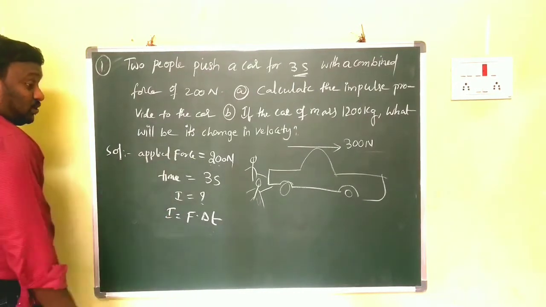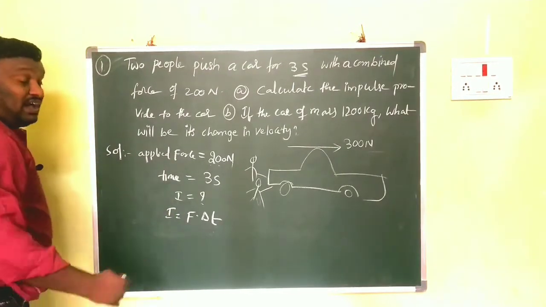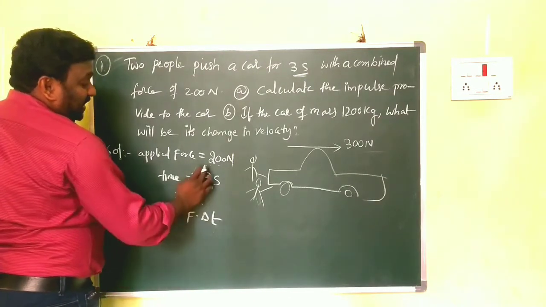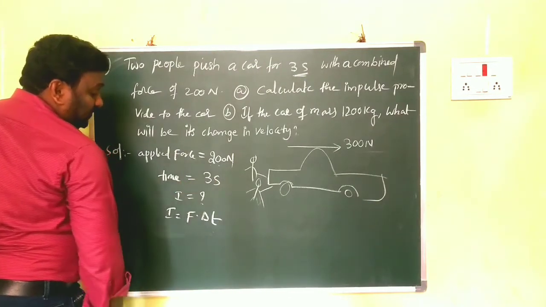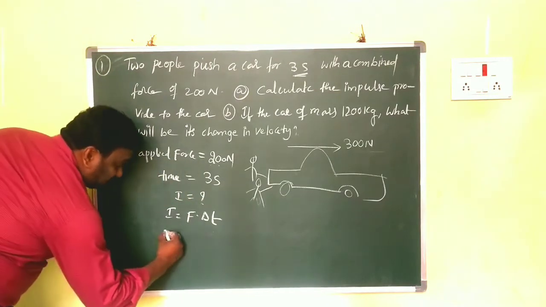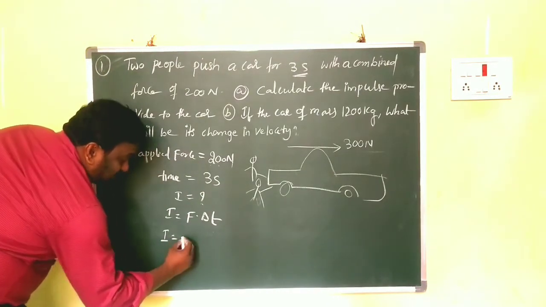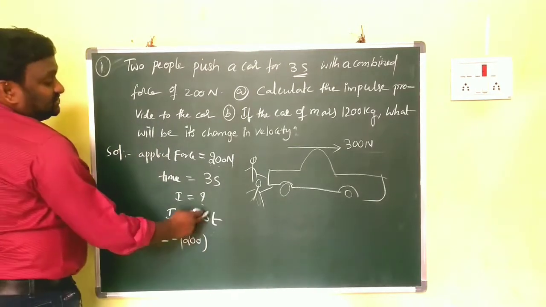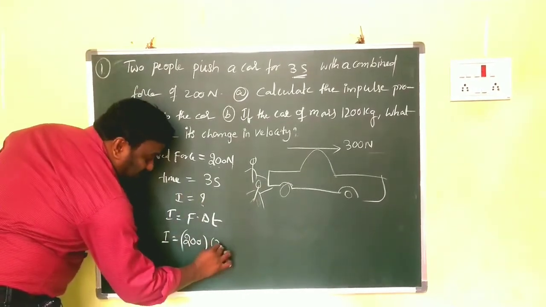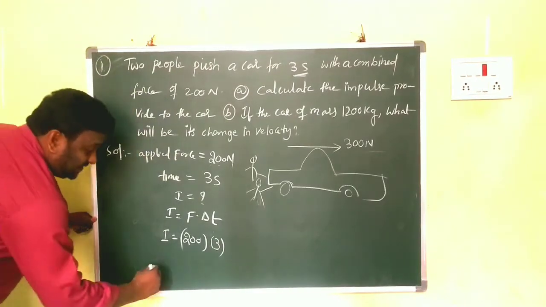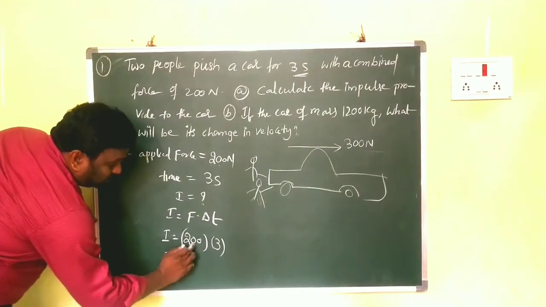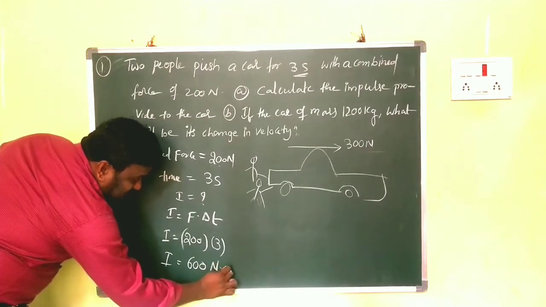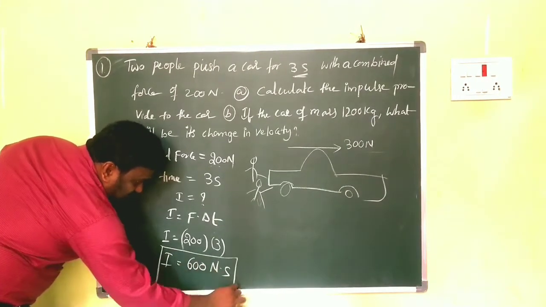In the previous class, in the previous video, I explained about that. I equals F into delta T. Here F is what? 200 newtons. Then I equals, I am writing 200 newtons. And delta T, the time interval, is what? 3 seconds. Then I equals 200 into 3, that is 600 newton second. This is the first one.